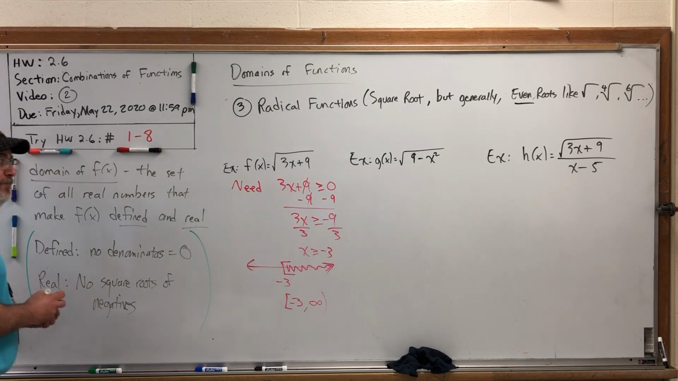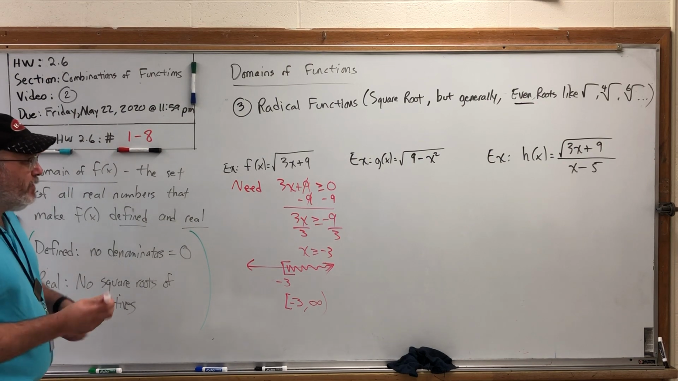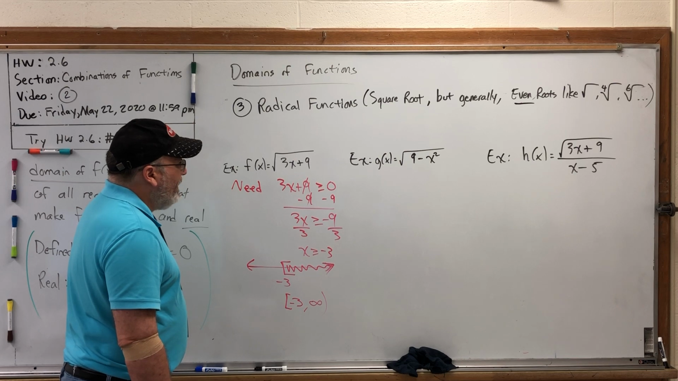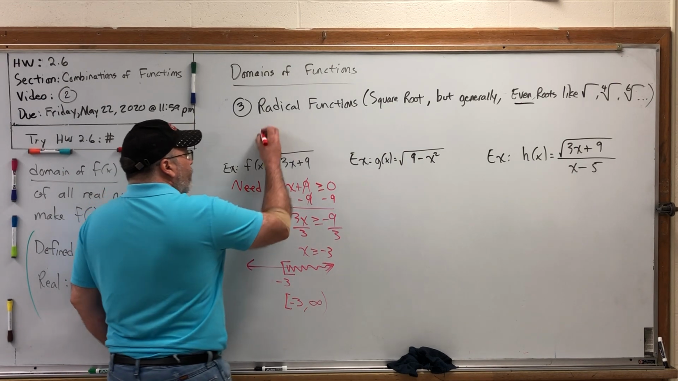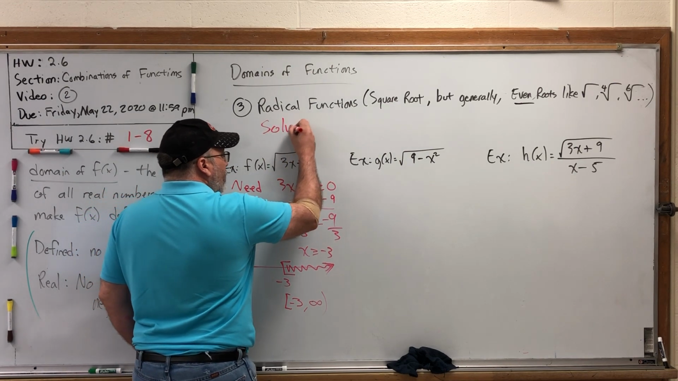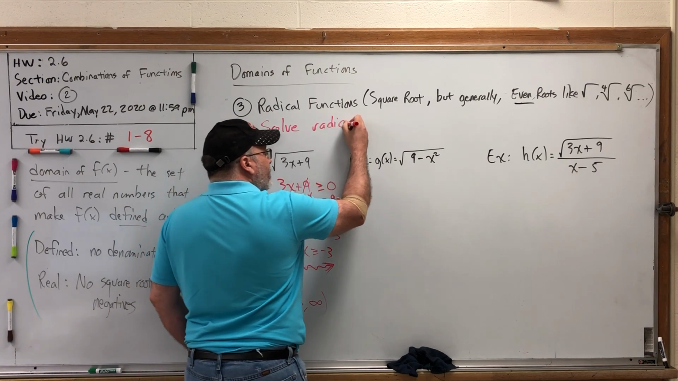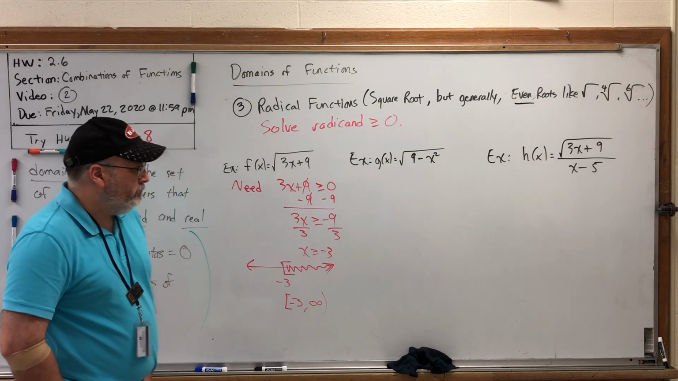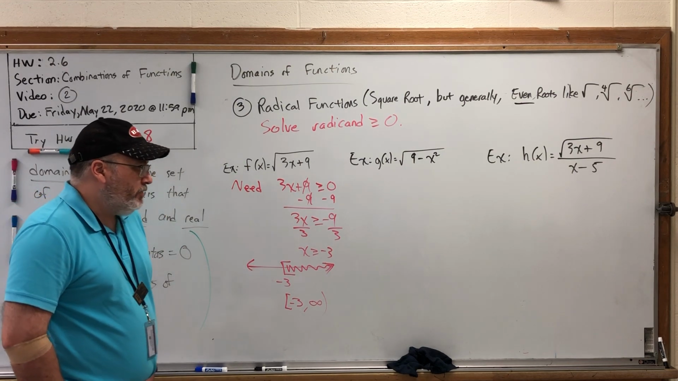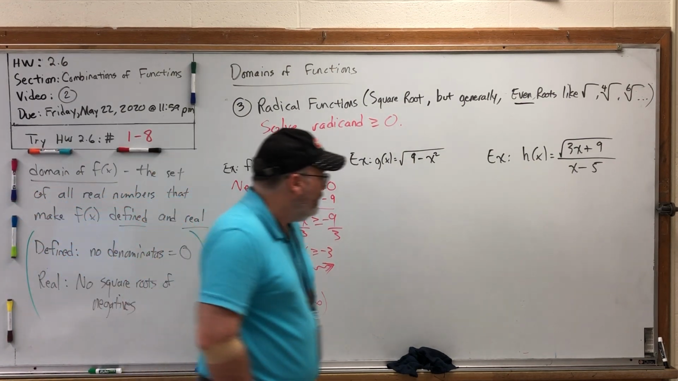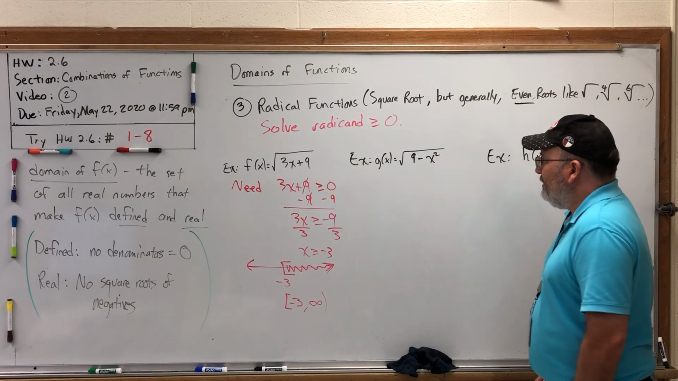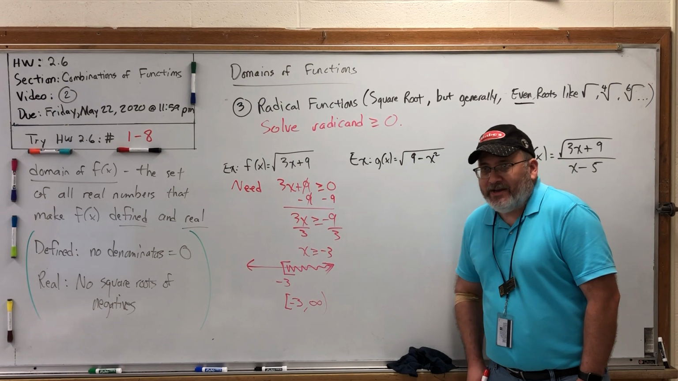Well, that wasn't too bad, and from this one example, I think we can generalize a strategy. To find the domain of a radical function, you solve radicand greater than or equal to 0. That's all you do. That prevents the square root of a negative number. Now, how difficult it is to solve radicand is greater than or equal to 0 is contingent on the radicand.